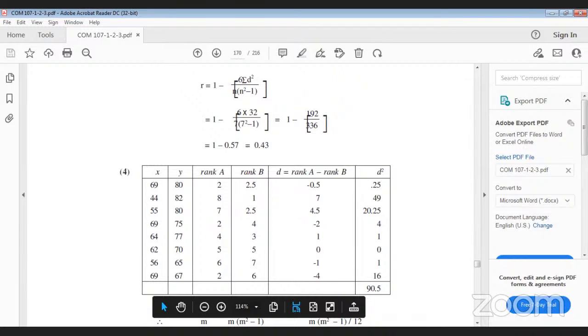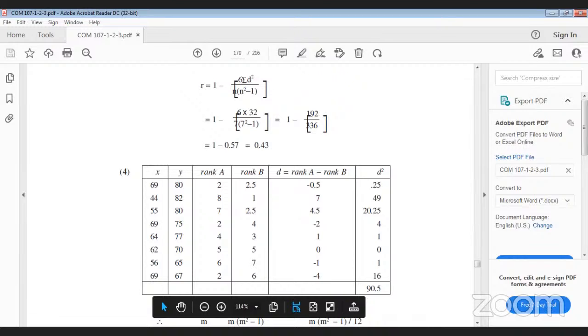Then 8 minus 1, it is 7. 7 minus 2.5, it is 4.5. 2 minus 4, it is minus 2 here. Then 4 minus 3, it is 1 here. 5 minus 5, it is 0. Then it is 6 minus 7. We cannot subtract 7 from 6, but we can subtract 6 from 7, and 7 has the minus sign, so in the answer it is minus 1.